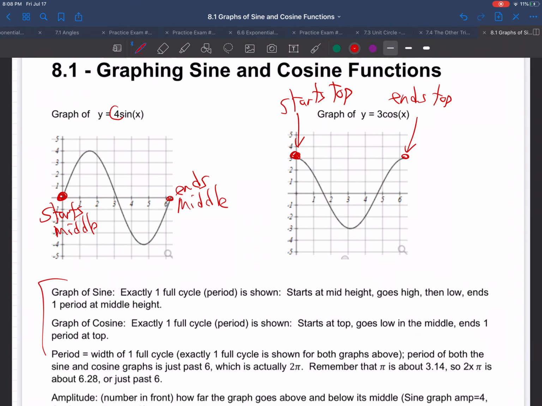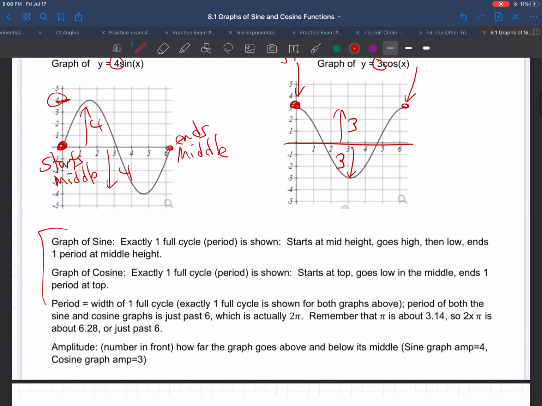Okay, and now the number that's in the front, the 4, that's how high the sine graph goes. That's how far it goes above and below its middle line. There's a 3 in front, here's the middle line. Then the cosine graph goes 3 above its middle and 3 below its middle. So the number in the front is called the amplitude. Right here, the number in the front. And it's how far the graph goes above and below its middle.